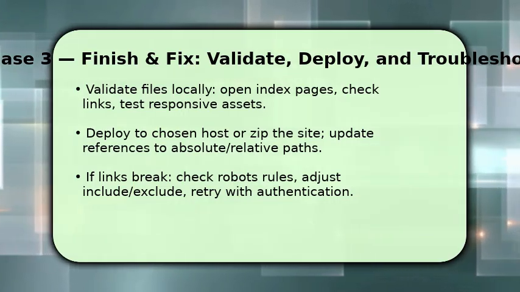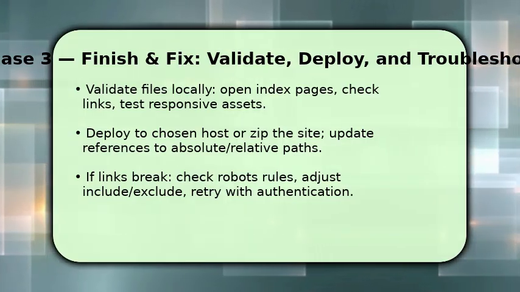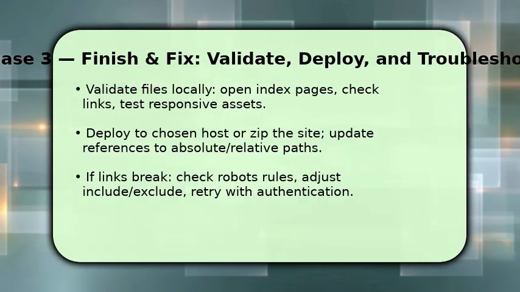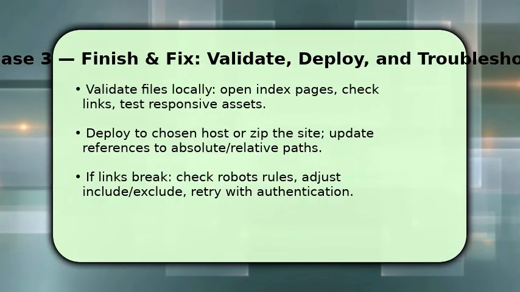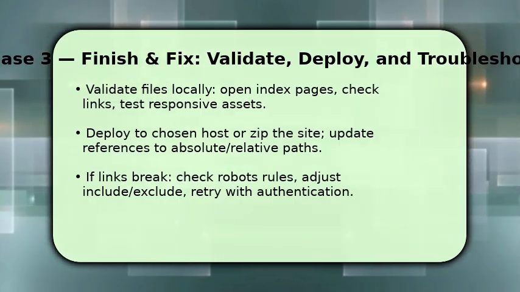If something breaks, check robots rules and server blocks first, then adjust include/exclude patterns or rerun with authentication enabled. A single retry after fixing patterns usually resolves most missing assets, so test and repeat until clean.